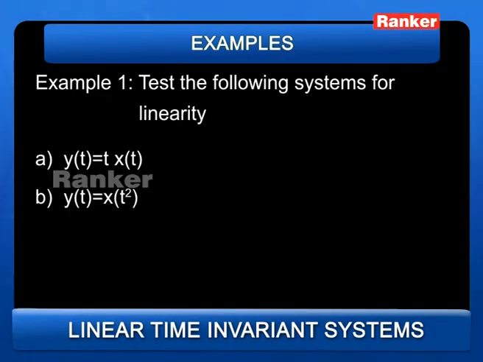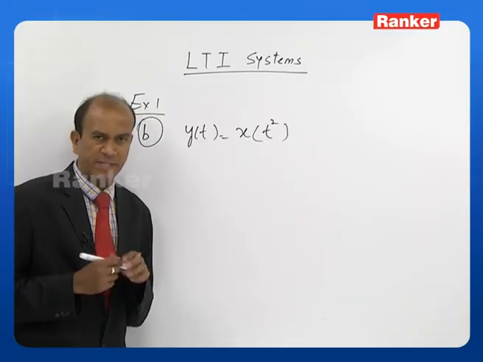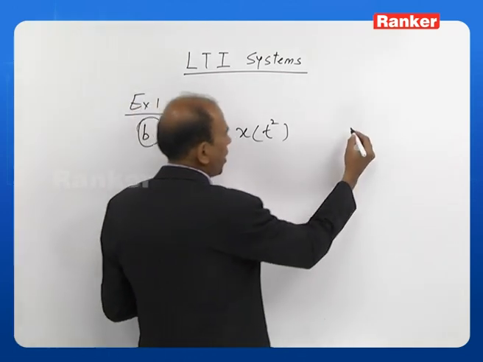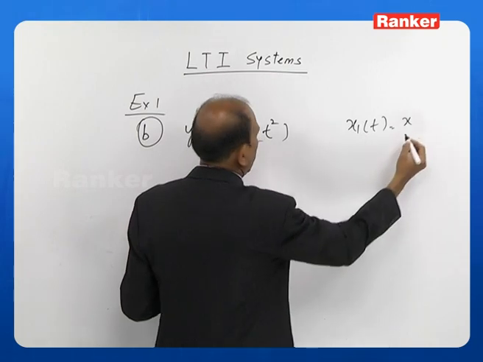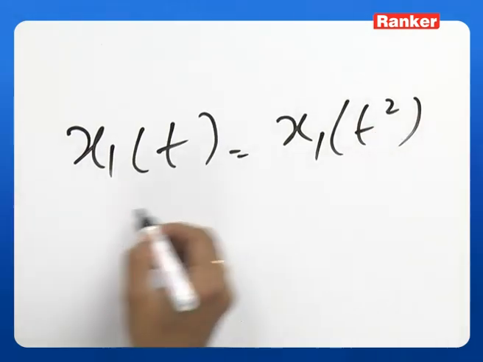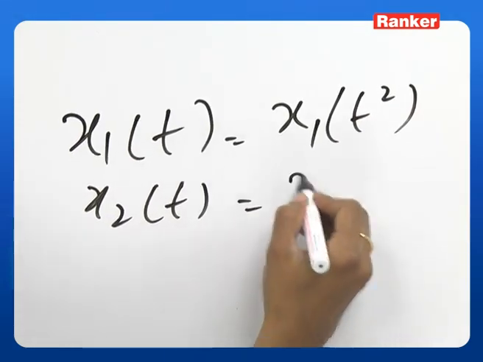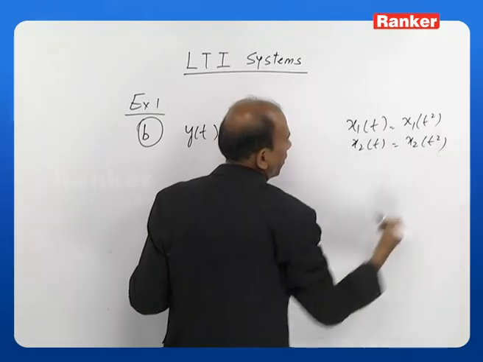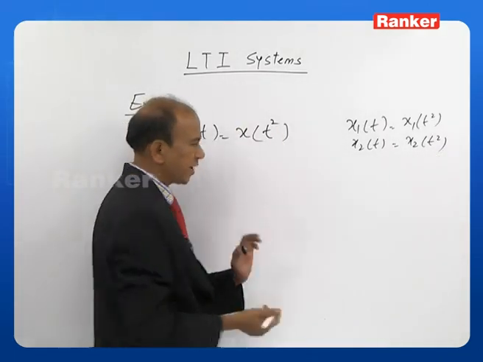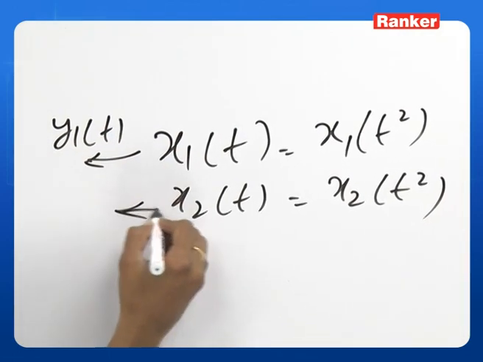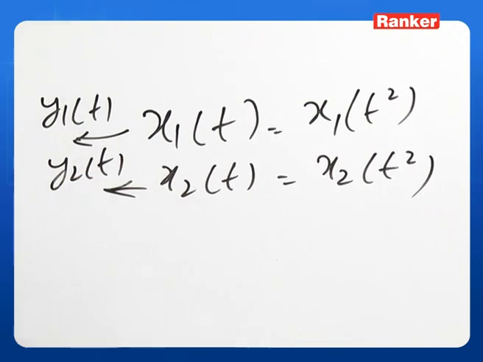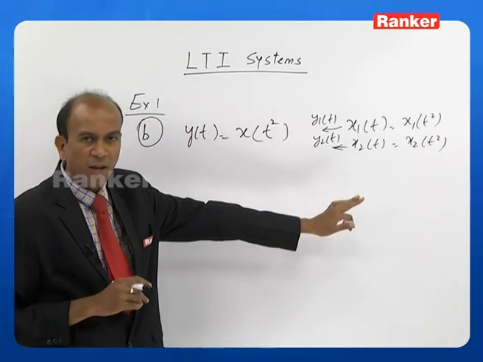Okay, let us see the second example, B, here. We have a system y of t is equal to x of t square. Let us say there are two parts in this. You have x1 of t, that is x1 of t square, then you have x2 of t, that is x2 of t square. So, x1 and x2 will have corresponding system responses y1 of t and y2 of t when passed through a system h. That is what we all know.